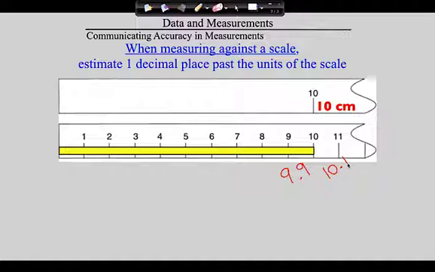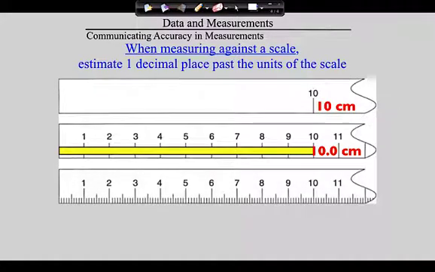What are we going to write down? We are going to write down 10.0. And guys, what does that tell the world? That tells the world that we looked for tenths and didn't find any. Does that make sense? Can we do better? You bet. What do we need to do better? We need a finer scale.